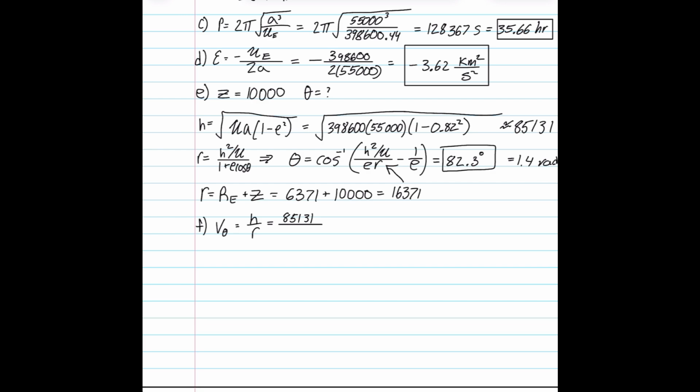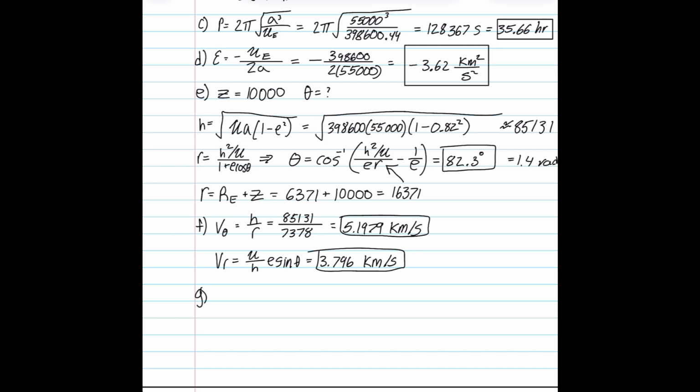And in part F, it asks for the radial velocity and the tangential velocity. The tangential velocity is v theta, and the radial velocity is vr. And we can use these expressions to solve. And that's in kilometers per second.